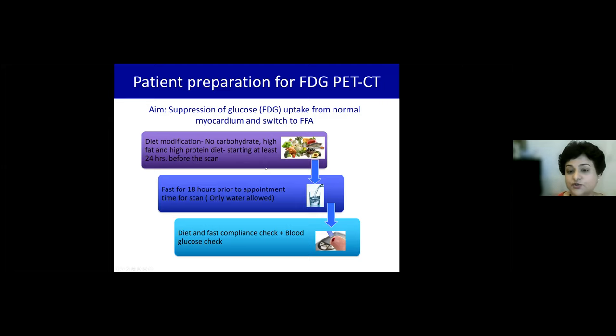As a result, glucose doesn't get taken up by the heart, and basically only the inflammatory cells of the heart will take up glucose. They still maintain the ability to utilize glucose, whereas normal cells will not. So we can actually see the inflammation by tricking the heart into using free fatty acids, but still finding the inflammation on it. You are allowed water only for about 18 hours prior to the appointment, and you can have this diet before that. Although it sounds quite brutal, it is not so tough.